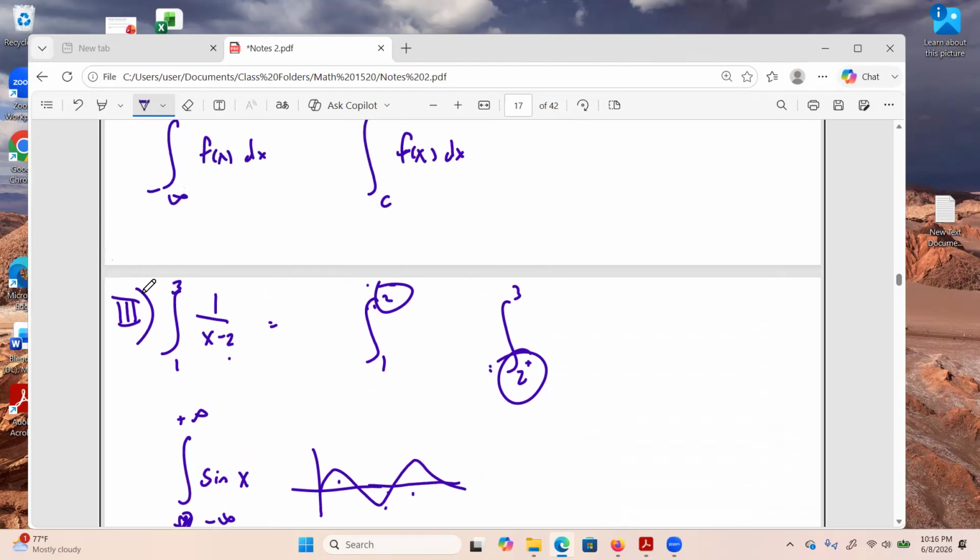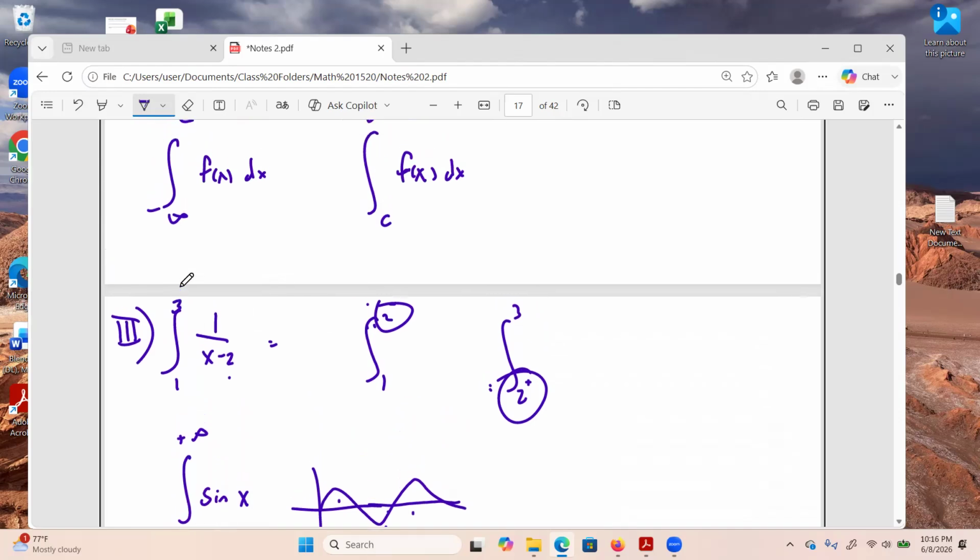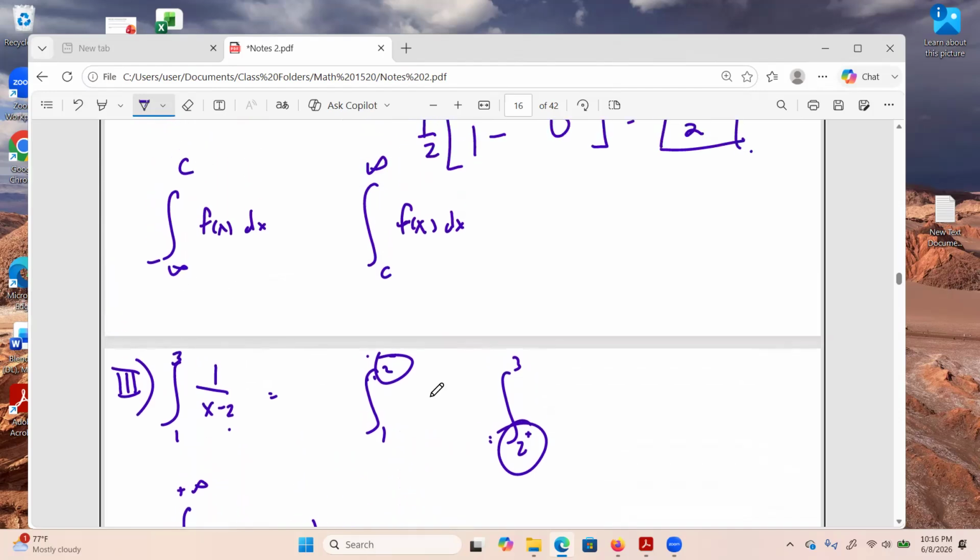Be careful with type threes. I don't think your book has any, but just be careful. Be on the lookout for them.